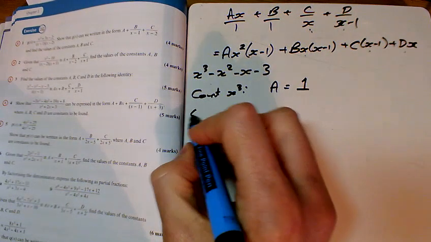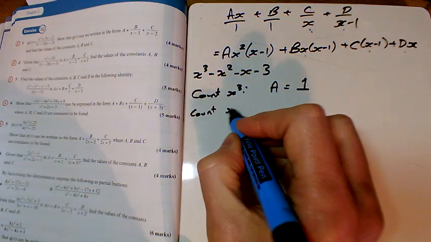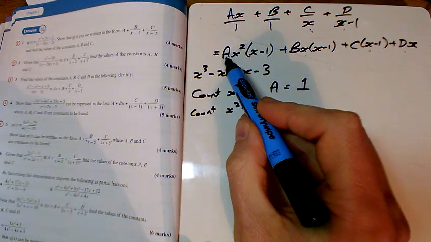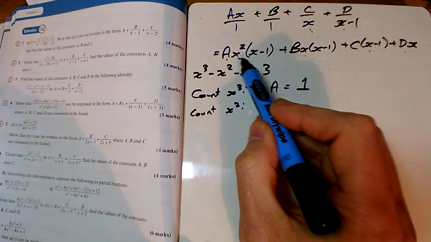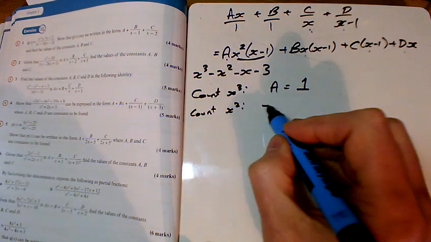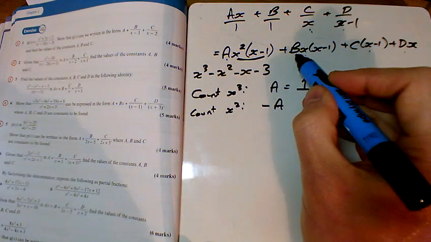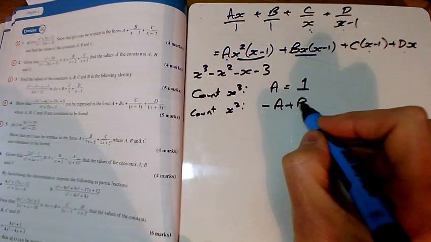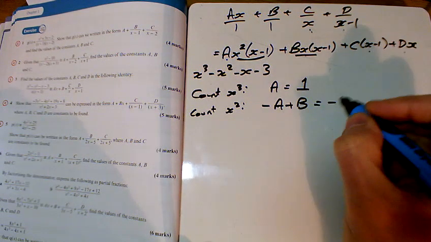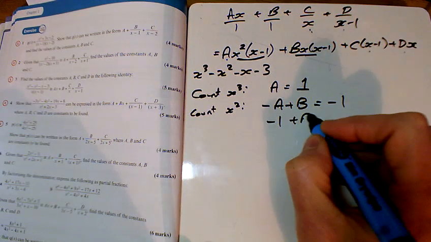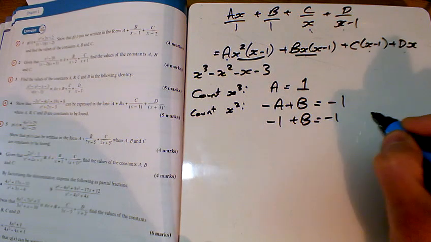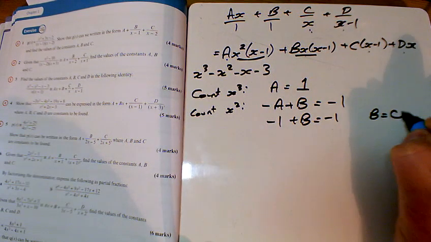Perhaps we can count the x squareds as well. The x squared I can see here is from here, so I get minus a, and then you get some x squareds from there, plus b, and the x squareds are minus 1. So that tells me that b is actually equal to 0.